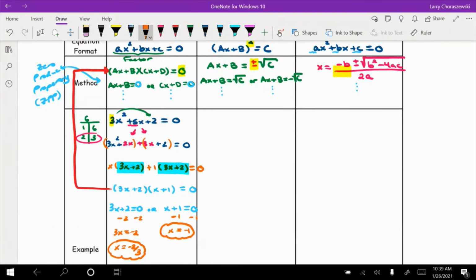But before we move on to an example with the square root method, you guys have any questions for me on this one? Okay. So the example I have in mind for the square root method is this one. Let's write 2 parentheses 5x minus 1 squared equaling 16.